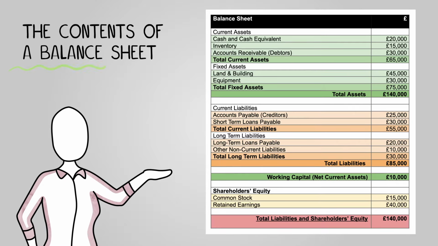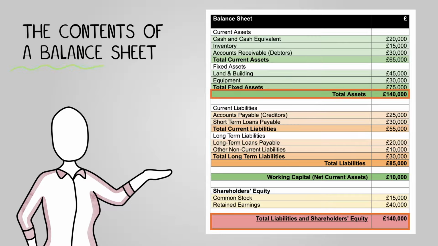So, in this table we have total assets of £140,000 and total liabilities of £85,000. We also have equity of £55,000. At the bottom we've shown the total liabilities plus equity, which equals £140,000. You'll notice that it is equal to the total assets. This should always be the case and is the balance in the balance sheet.